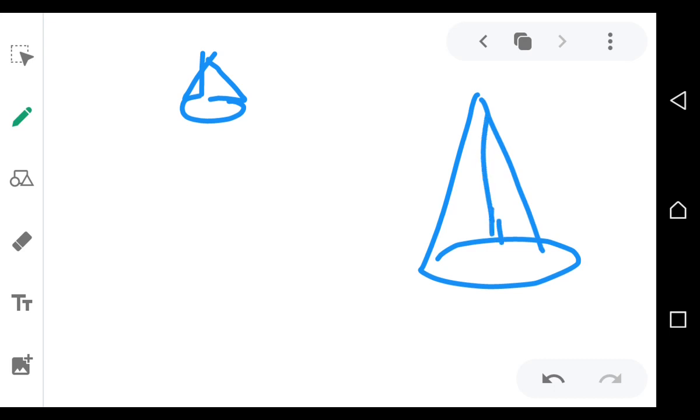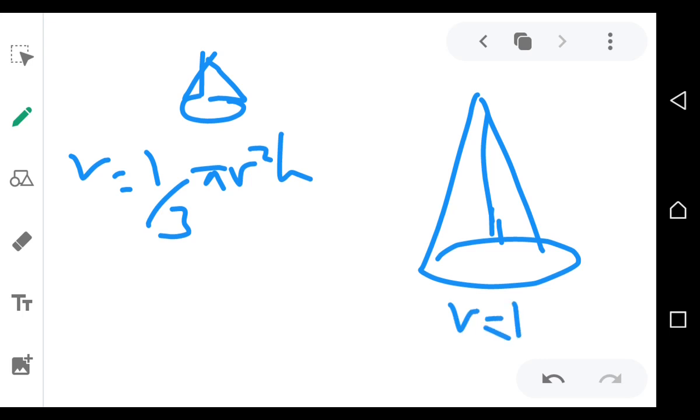Okay? So the volume of this one is 1 over 3 pi radius squared h. The volume of this one is also 1 over 3 pi radius squared h. Why is it radius squared? Because it's a circle. I explained this. So these are the two formulas.